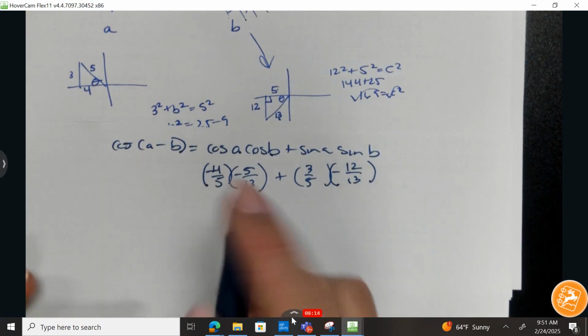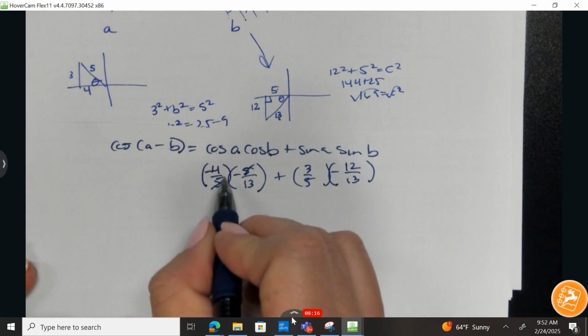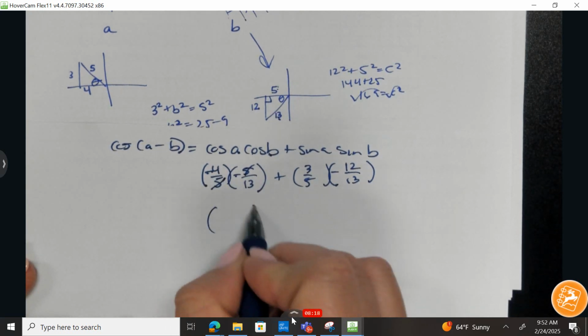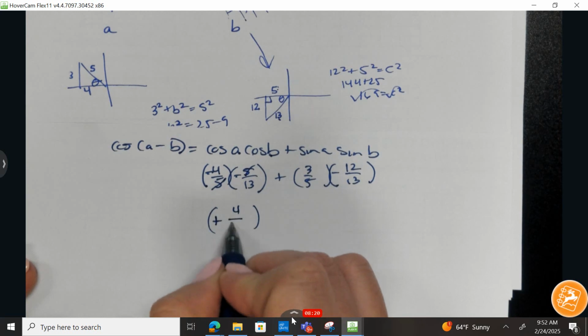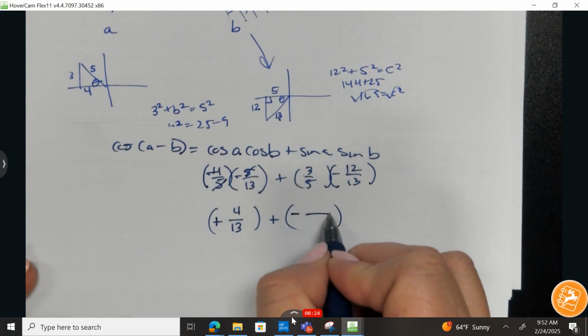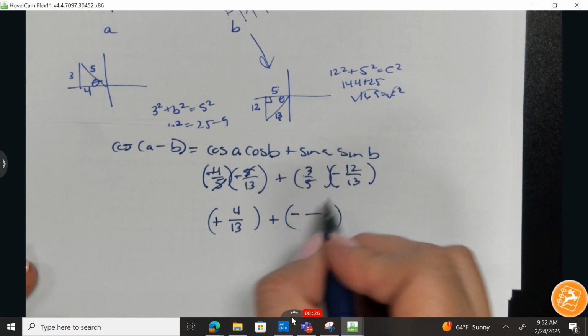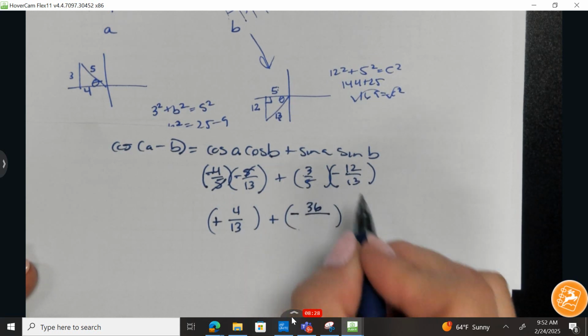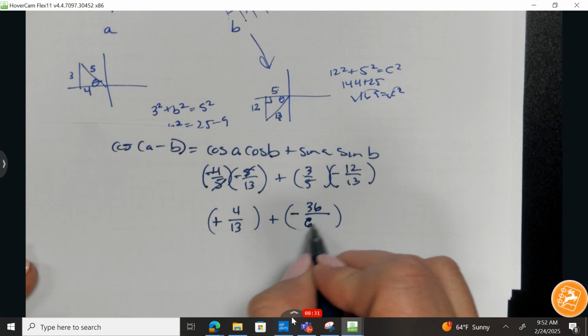Okay, well, the 5 and the 5 will reduce to 1. A negative times a negative is a positive, and I'm left with 4 over 13. Positive times a negative is a negative, and nothing can reduce here. I have 36 over 65.